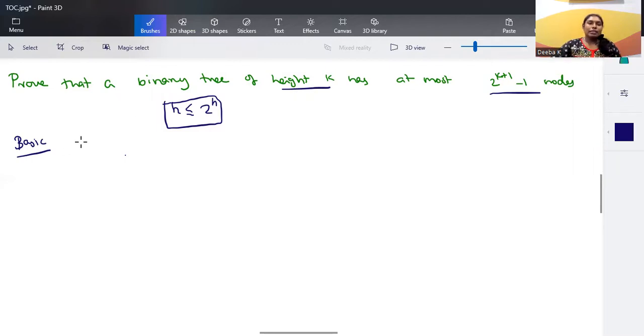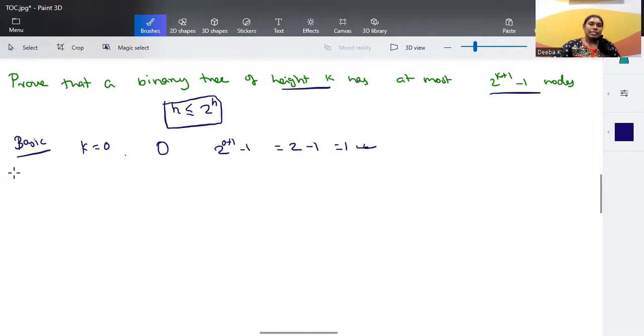So what happens if my k value is 0? That is the minimal input. If my height is 0, we'll have only the root node. So we apply that in the formula: 2 power 0 plus 1 minus 1. That is 2 minus 1 equal to 1. So we have only one node, and that is satisfied.